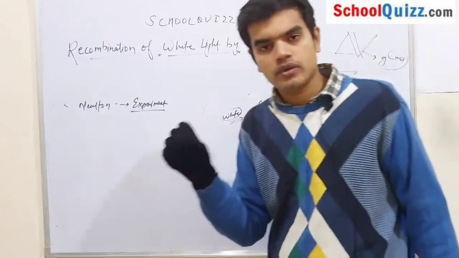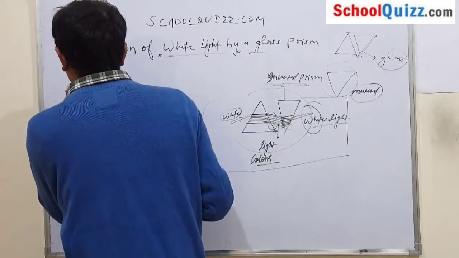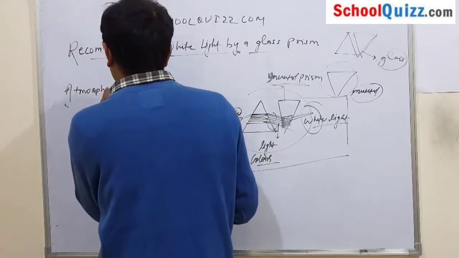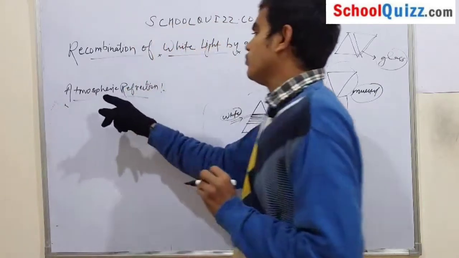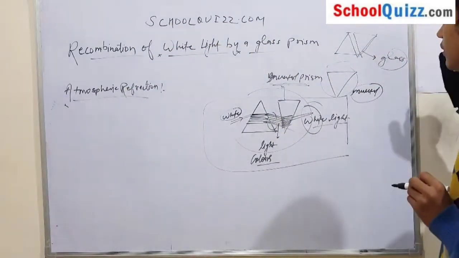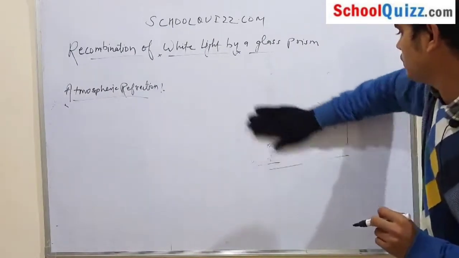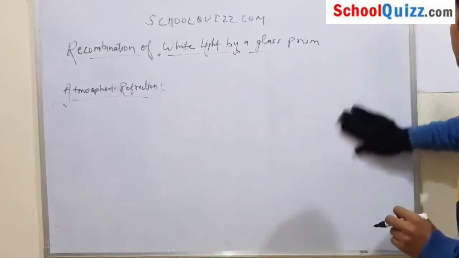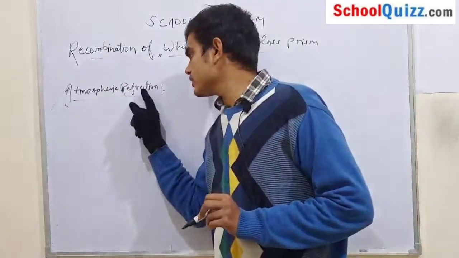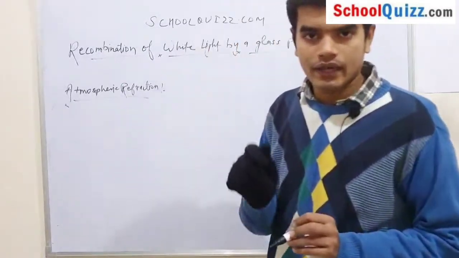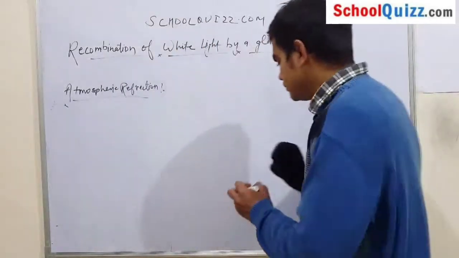Now I am going to discuss one more topic, that is atmospheric refraction. What is atmospheric refraction? I am going to rub this. Okay, what is that? You are familiar with the word refraction. What is refraction? Bending of light. Bending of light is called refraction.